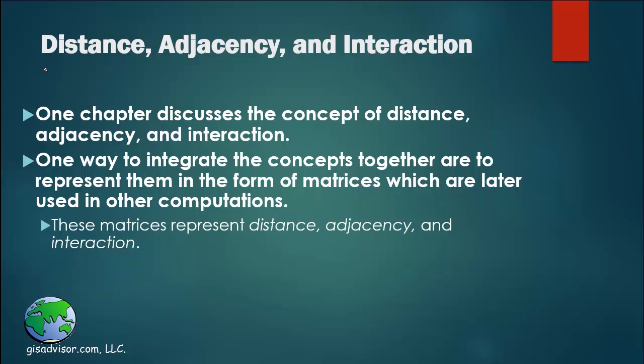Another chapter in my book actually goes over these concepts of distance, adjacency, and interaction. So in this case, we're going to ask these three questions. And when you think about it, this is what GIS is. We calculate distances between objects. We find out if two objects are adjacent to one another or their relationship there, and then interaction.